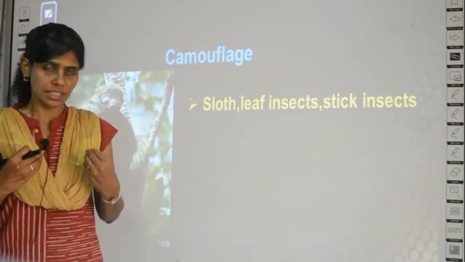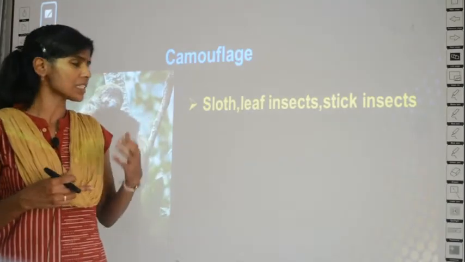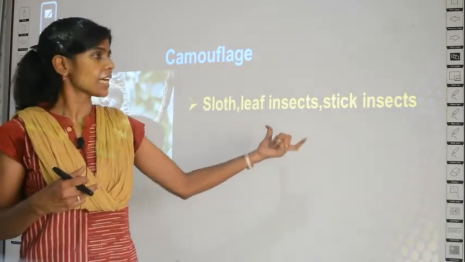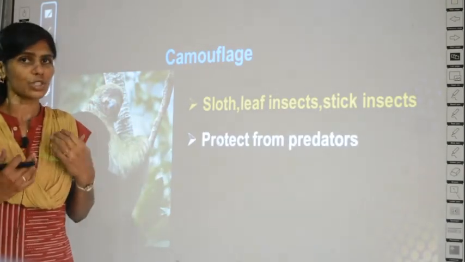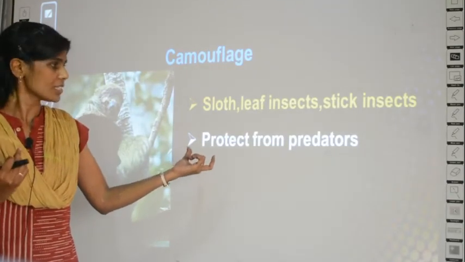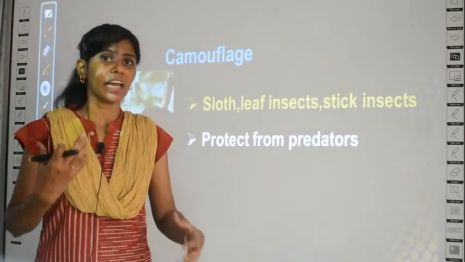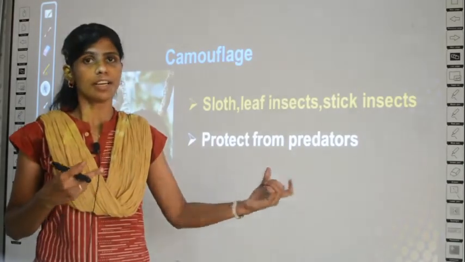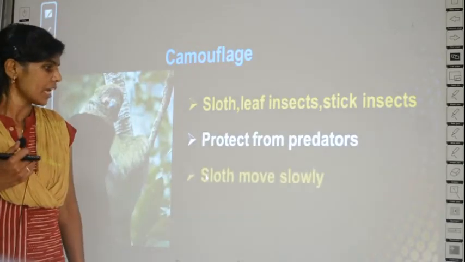So a fourth adaptation present in tropical rainforest is camouflage in the animals and the insects. They camouflage themselves so that they can escape from the animals. Some examples are given like sloth, leaf insects and stick insects. These are examples of insects which can camouflage with the environment. Why do they camouflage? Because they can be protected from their predators. Who is the predator? The enemy which tries to eat the insect or the animal is the predator, right? Because of this camouflage property, they escape from their enemies.